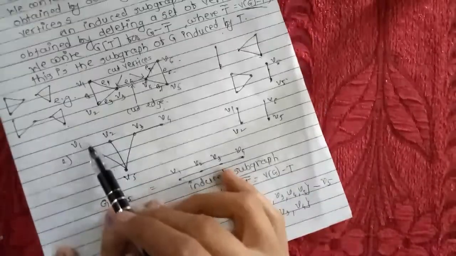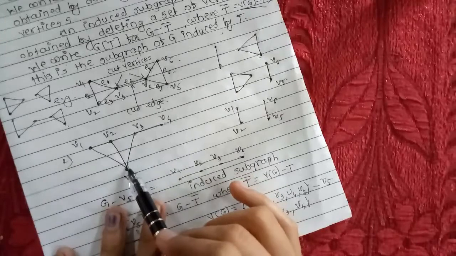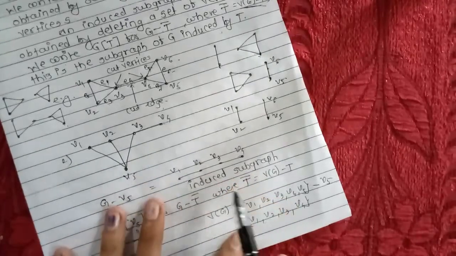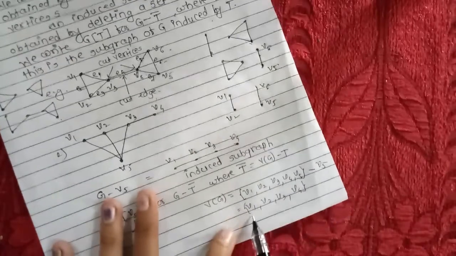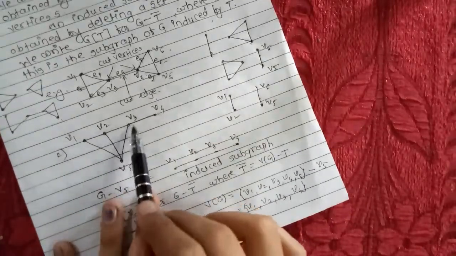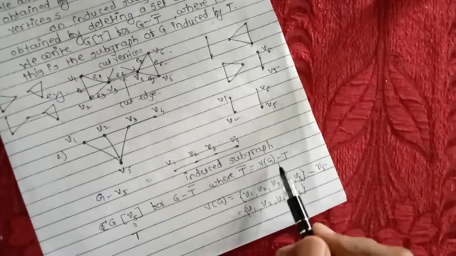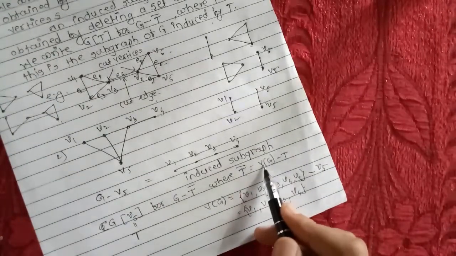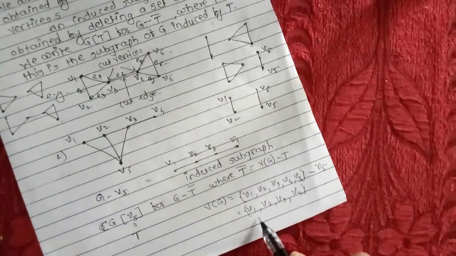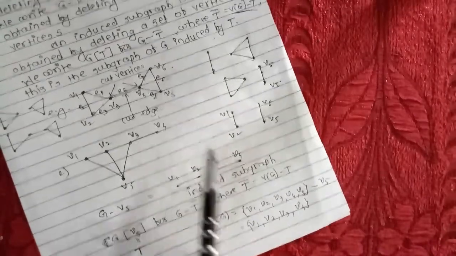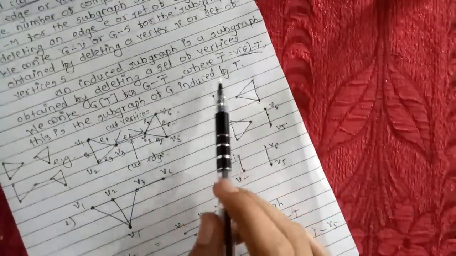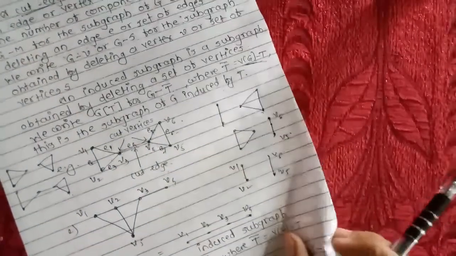The vertex set of G is V1, V2, V3, V4 and V5, and we delete the vertex V5. Therefore, T bar is the vertex set of G minus T, right? Then T bar is equal to V1, V2, V3, V4. That means the vertex set of T bar is equal to the vertex set of G minus T, that is V1, V2, V3, V4, right? Therefore, this is an induced subgraph by T, right?